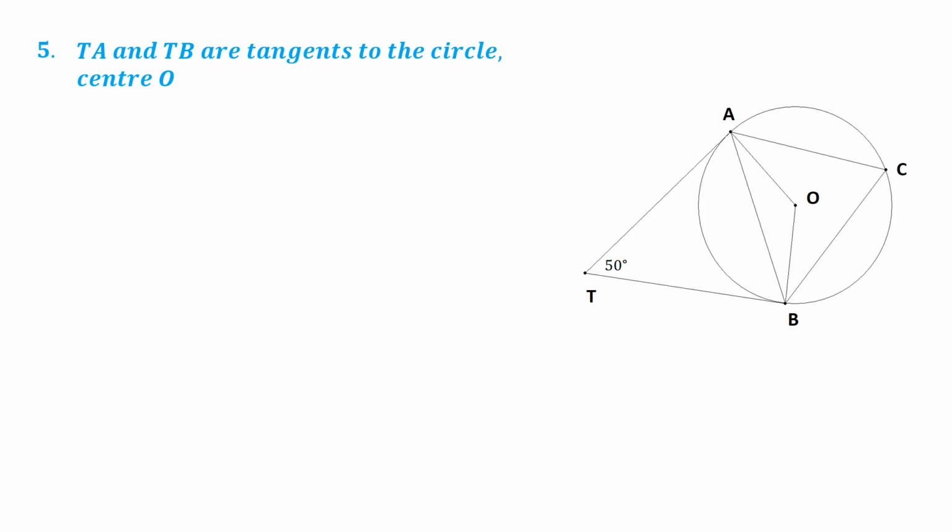Number 5. TA and TB are tangents to the circle, center O. Given angle ATB equal 50 degree. Find angle ABT, angle OBA, angle ACB.